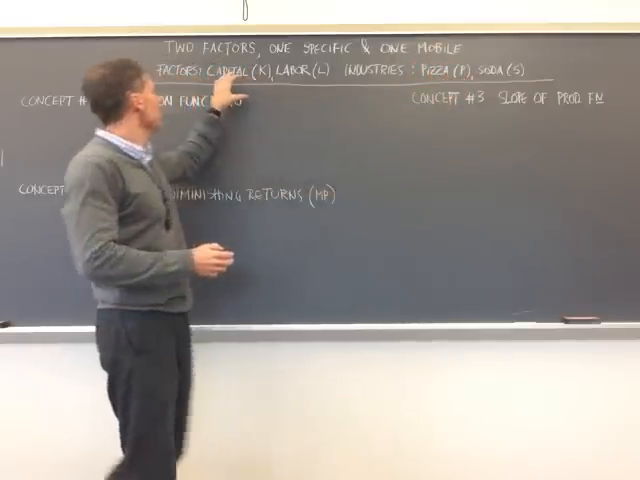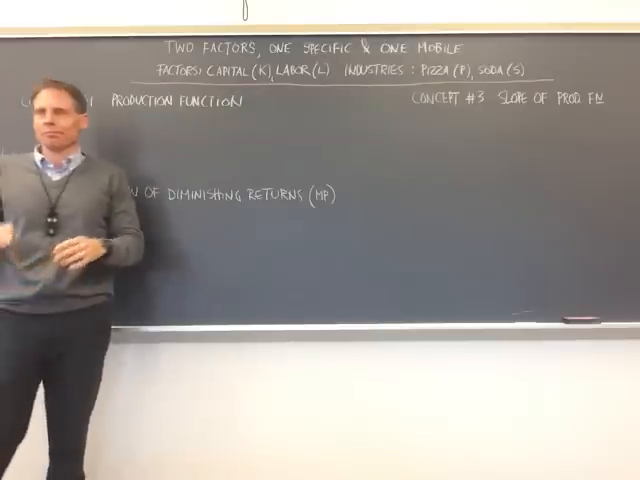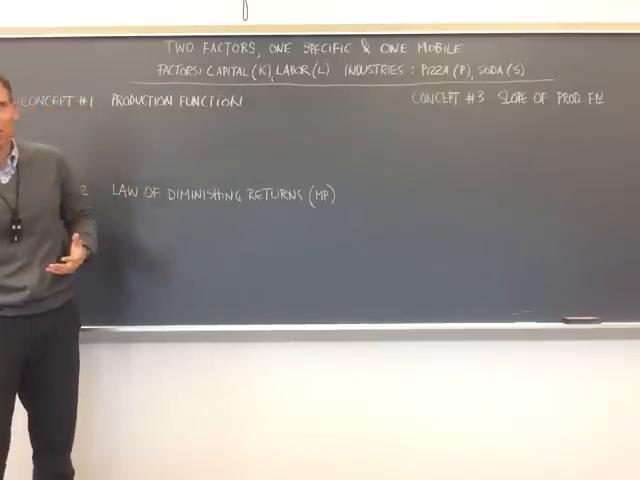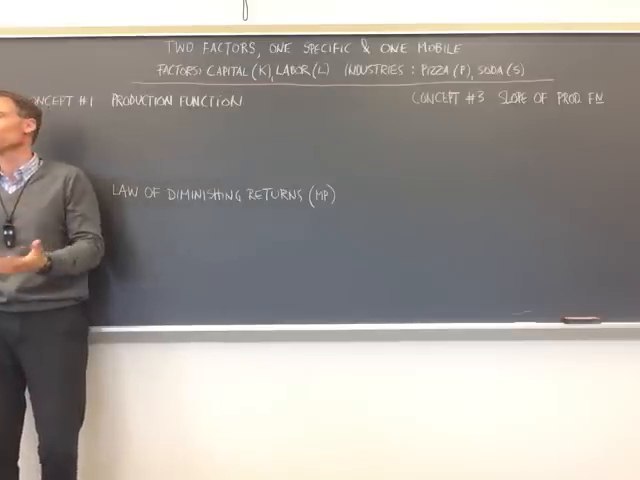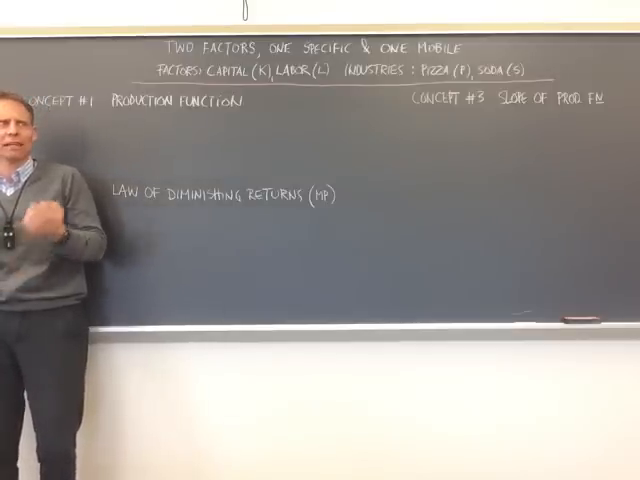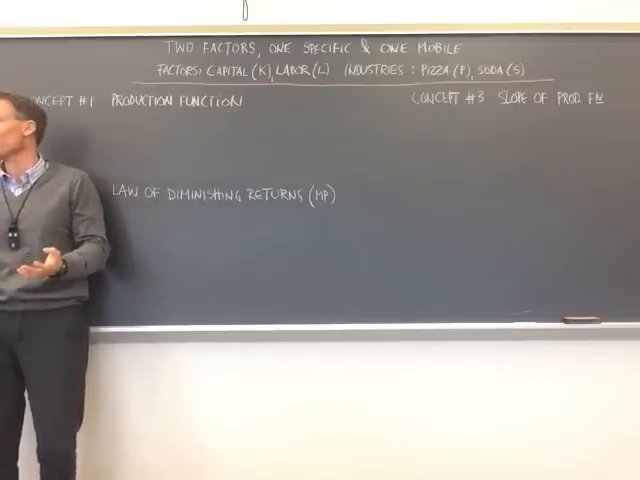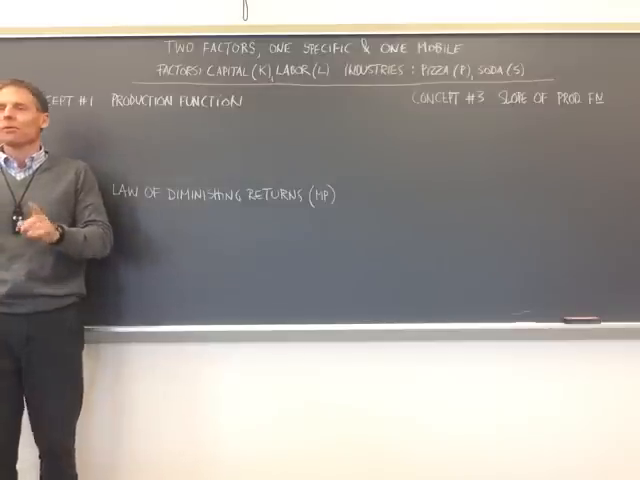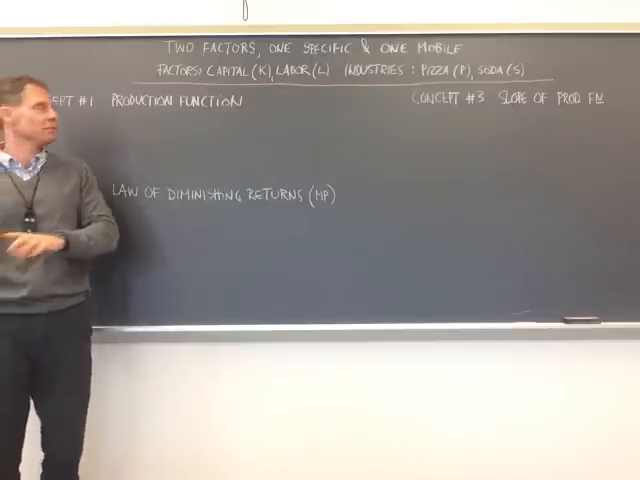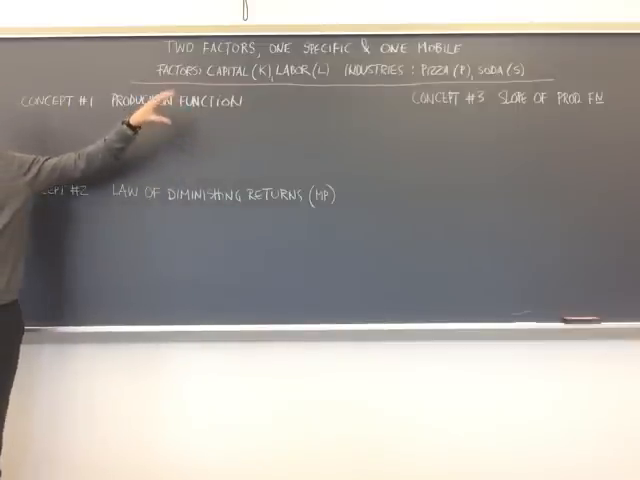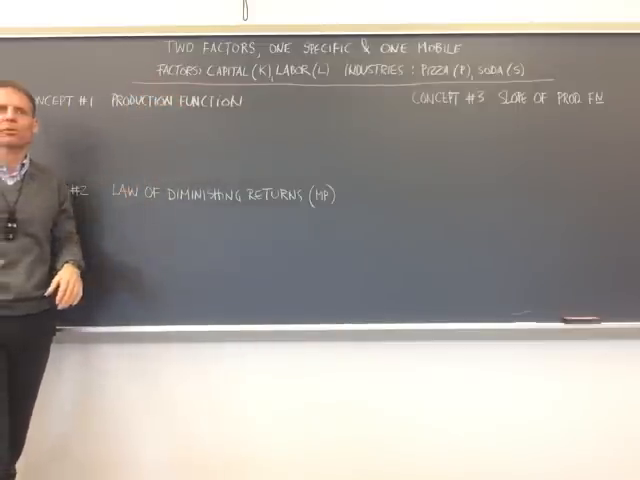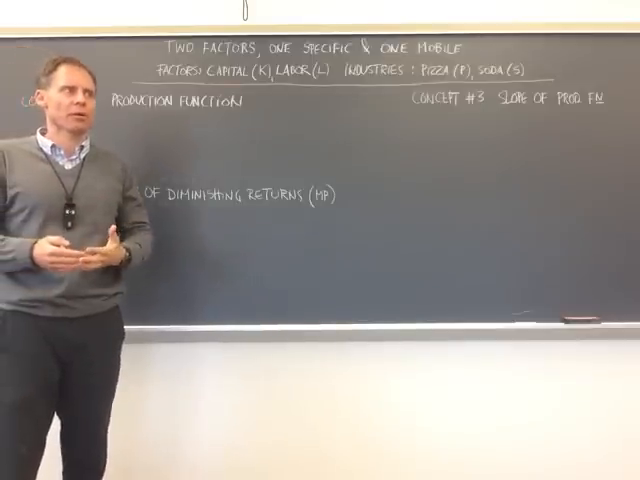All right, so when you have two factors and some factors are mobile, other factors are specific, that's going to have really interesting and important implications for the income distribution when we change trade policy. So that's what we're going to be looking at on Tuesday. But today, I just want to talk about some of these concepts that we need to understand in order to understand and be able to work with the model.